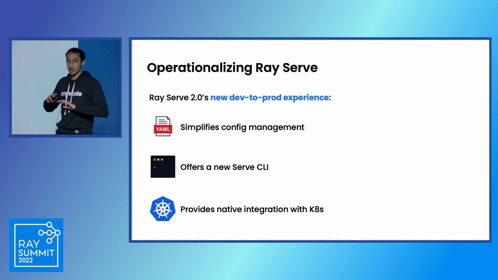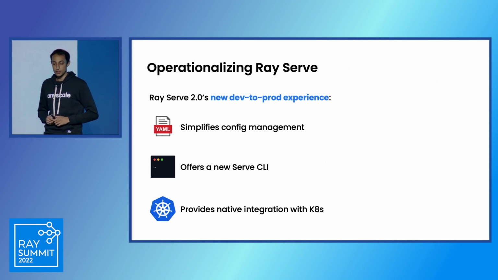This talk is going to be all about how Serve 2.0 is production ready. In Serve 2.0, we're introducing a new dev-to-prod experience that makes it really easy to do config management by centralizing all of your config information in a single YAML file. Serve 2.0 is also going to offer a new Serve CLI that makes it really easy for you to iterate on your Serve application and then deploy it to production.